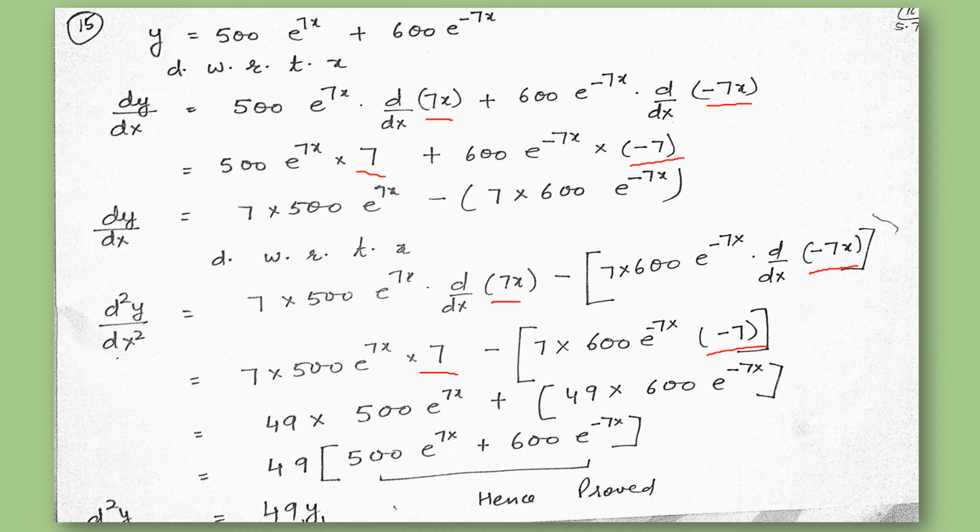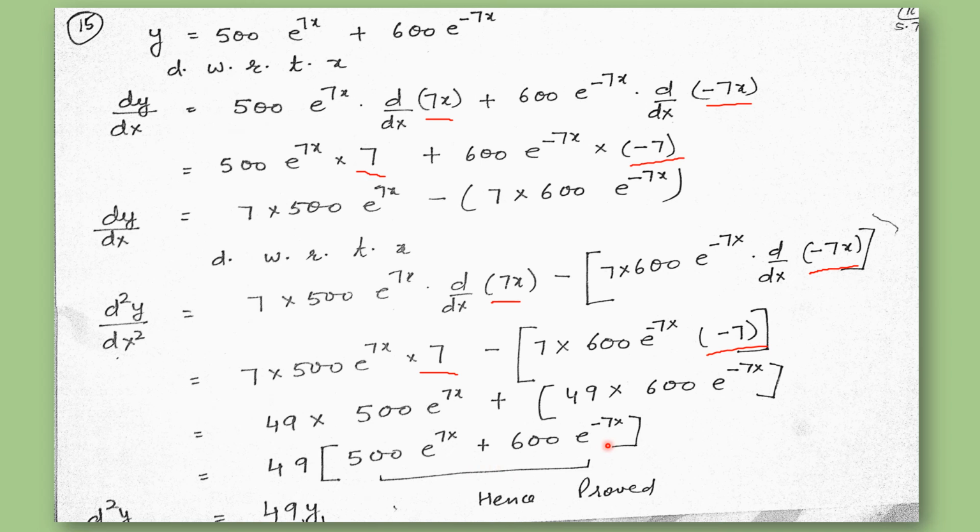Now if you further simplify the question, you will get 7 multiplied by 7 is 49. 49 multiplied by 500 e power 7x plus. We get plus because here is one minus, here is another minus. 7 7s are 49. 49 multiplied by 600 e power minus 7x. Okay, now it's very simple. Please take 49 as common. You will get 49 bracket starts 500 e power 7x plus 600 e power minus 7x.